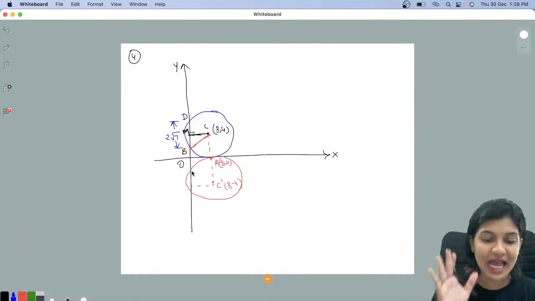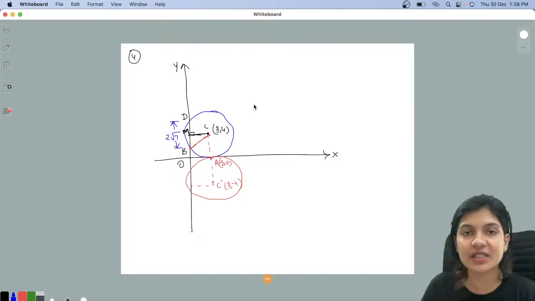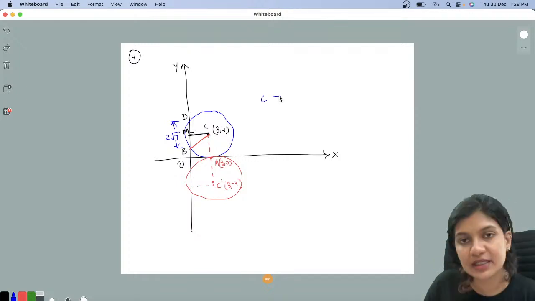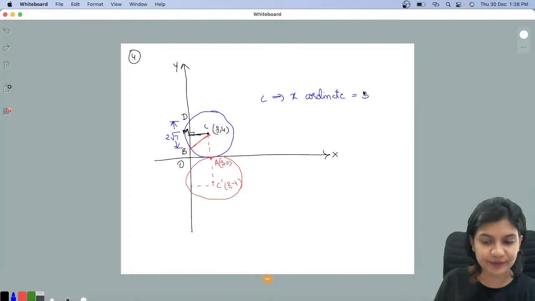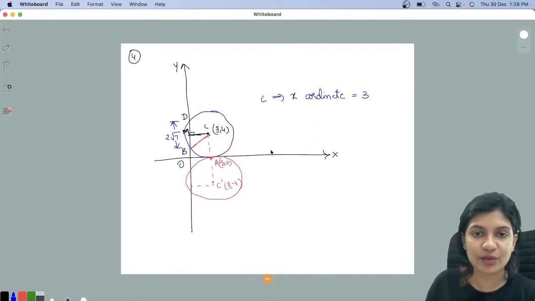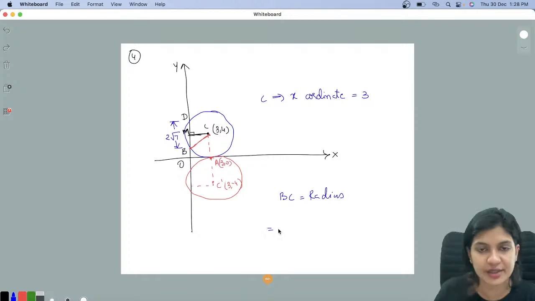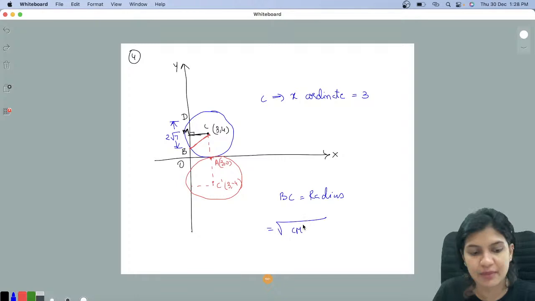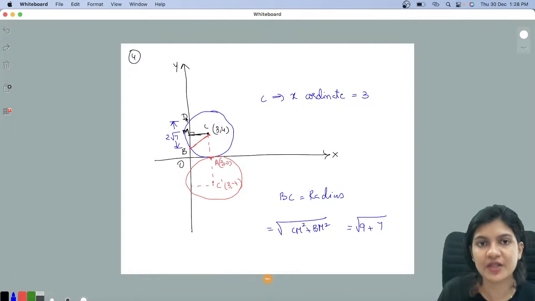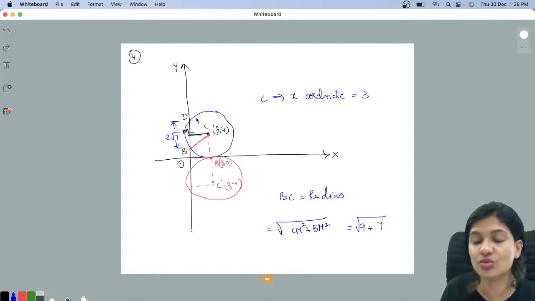Now, from the figure, the abscissa of the center, that is my x coordinate, is equal to 3. And what will be the BC value? That is the radius of the circle. The radius can be considered as root of CM square plus BM square, which is root of 9 plus 7. BM is root 7, DM is root 7. That is why in total it is 2 root 7.